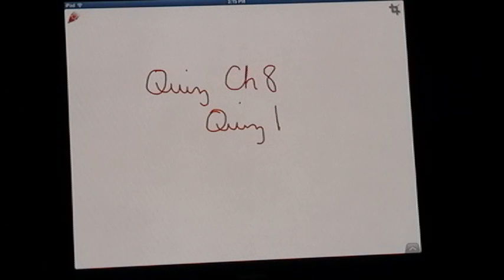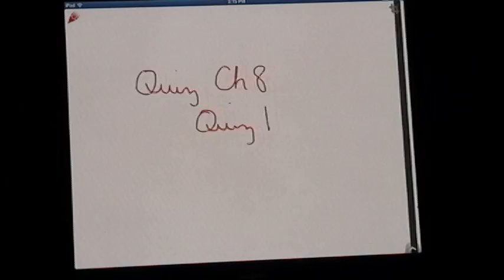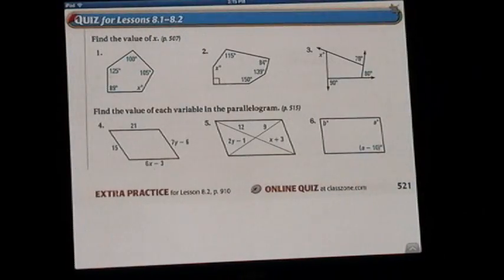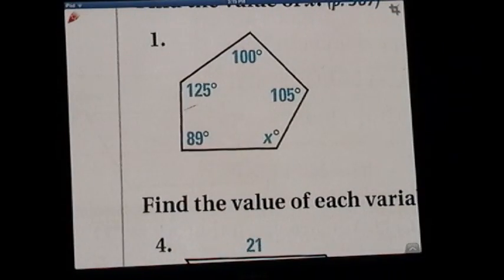Chapter 8, Quiz 1, and I'm going to refer back to your theorem list so you can see how to do this if you're having difficulty. Alright, the first one says find the value of x. You know that there should be a certain number that you can come up with to find x, but you have to know how much all of these angles together should be.